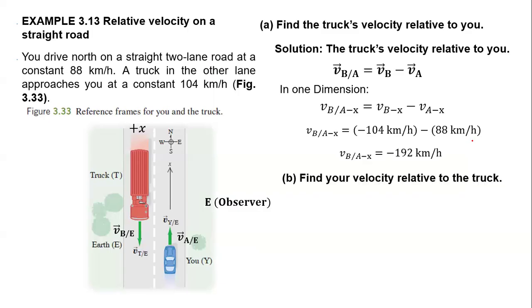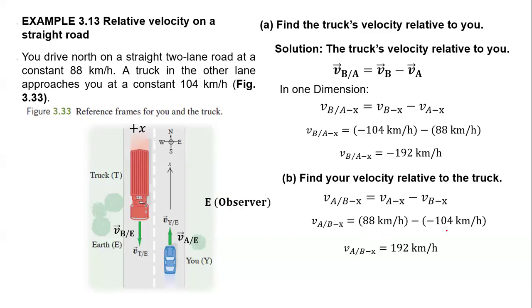So find your velocity relative to the track. We use the formula: the velocity of A with respect to B is just VA minus VB. So VA is 88 kilometers per hour minus the negative velocity of the track, which is negative 104 kilometers per hour. So you have the velocity of A with respect to B is 192 kilometers per hour. So truly, the velocity of A with respect to B is just equal to the negative velocity of B with respect to A. So this is the use of the relative velocity.